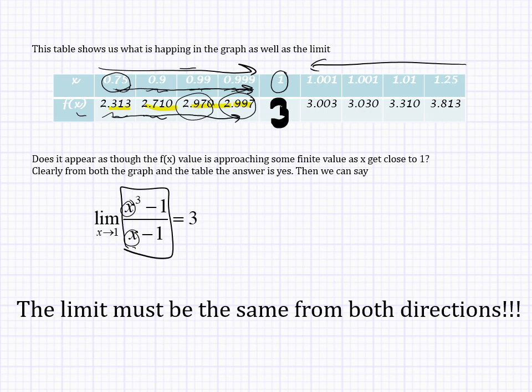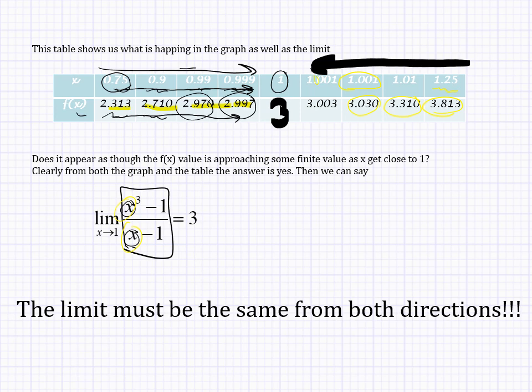Now, is the same thing happening when I get close to 1 on the other end? So as I get closer to 1 on this end, what's happening? Well, if I plug in 1.25 for x, this is the y value I get. Plug in 1.01 for x, this is the y value. 1.001, this is the y value, etc.